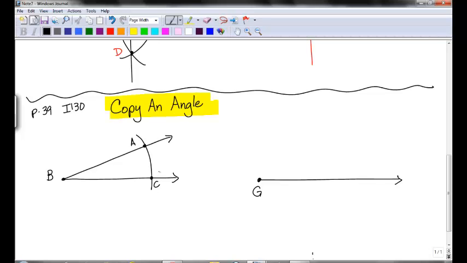Okay? Go over here to G, and you're going to do the same thing. Draw that same arc over here. So you're going to have an arc the same distance out. It's going to look like that. Okay, and label the point where it intersects. Label that H.